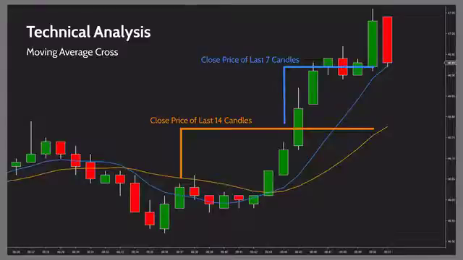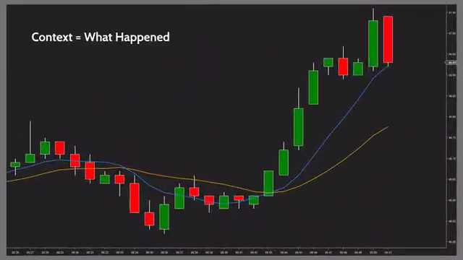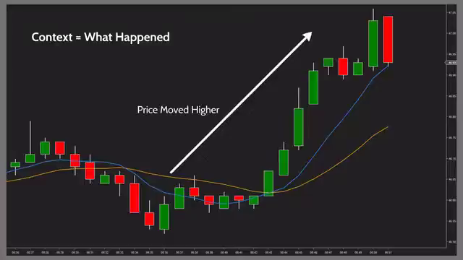So now for the exciting part. For some reason, we're told that when the shorter average crosses under the longer average, that's when we're supposed to sell. And when it goes the other way, that's when we're supposed to buy. Pretty profound, huh? I'm just kidding. This is just some context for what we're here to learn. And context? Well, all that means is looking at what happened. So what did happen? Price moved higher, and there was a moving average crossover after it started.